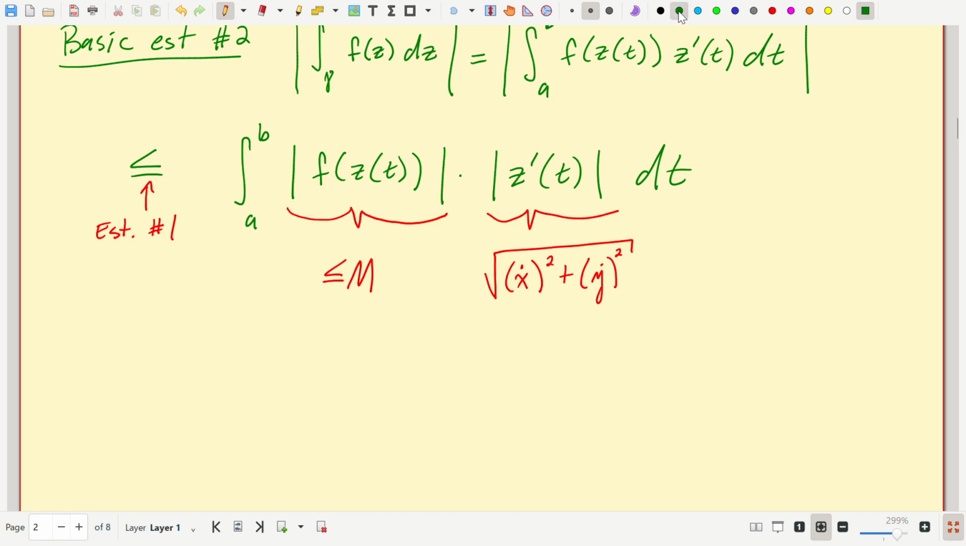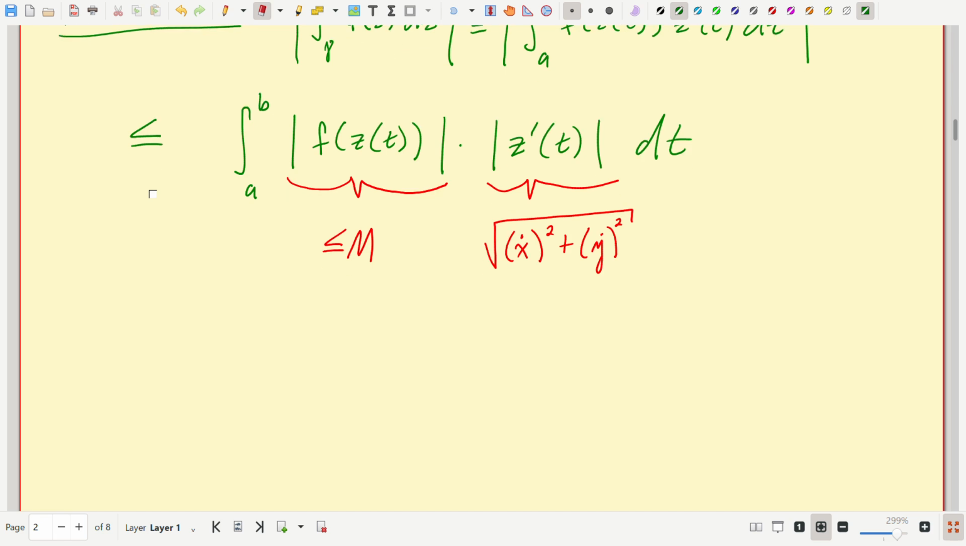Okay, this is actually the inequality I used when I proved the basic estimate number 1. So I just basically took the triangle inequality underneath the integral, across that integral in the Riemann sum. Okay, do you believe that one? That's just a write down.